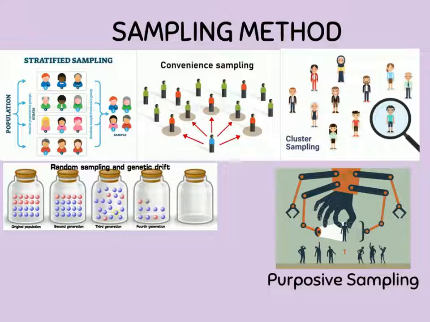Each member of the population has an equal chance of being selected. Purposive sampling, also known as judgment, selective, or subjective sampling, is a sampling technique in which you rely on your own judgment when choosing members of a population to participate in the study. This depends mostly on the purpose of the researcher.